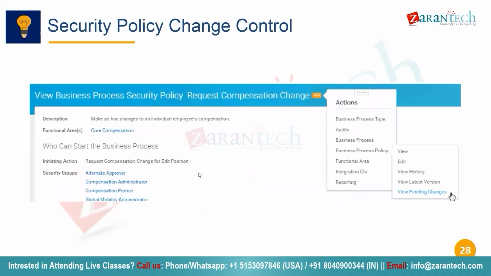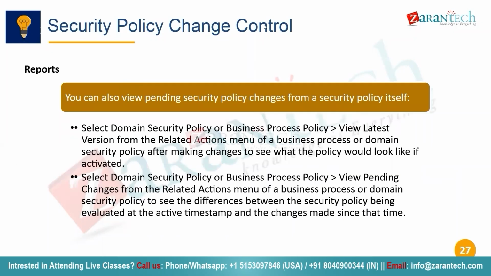And let me show you from a visual perspective. View business process security policy, for example, this is the business process. You can go through these steps and view the pending changes. Doing all this is confusing, and it takes time. What I will do is activate pending security policies. The table will give me everything combined.